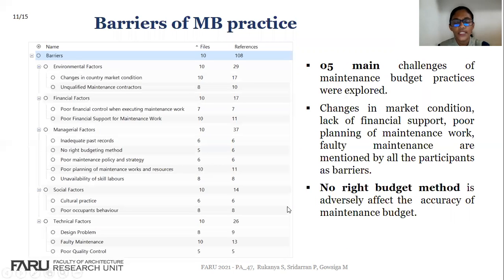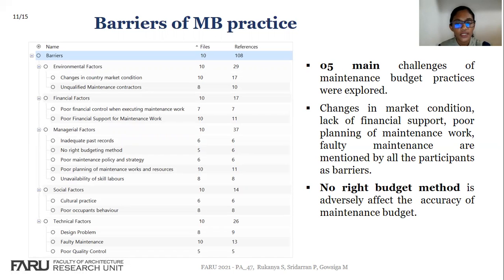And when it comes to the barriers of maintenance budget practice, the analysis is based on the five major factors reviewed in the literature findings, such as environmental factor, financial factor, managerial factor, social factor, and technical factor. Under that, five major challenges of maintenance budget practice were explored. Changes in the market condition, lack of financial support for planning of maintenance work, and faulty maintenance were mentioned by all the participants as a barrier.